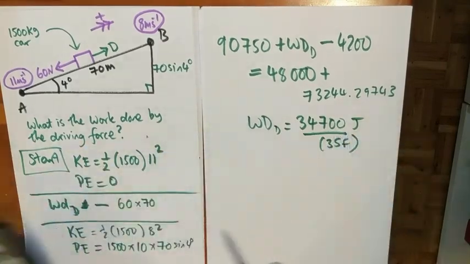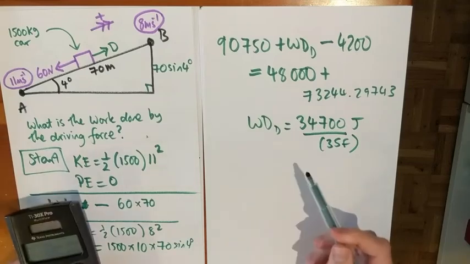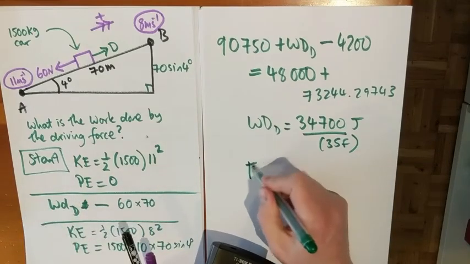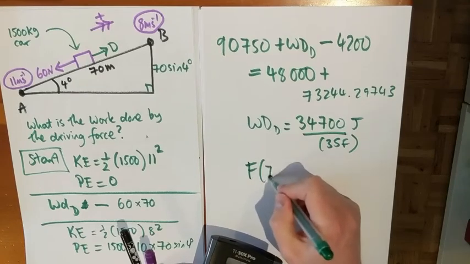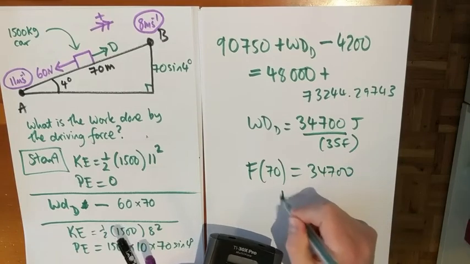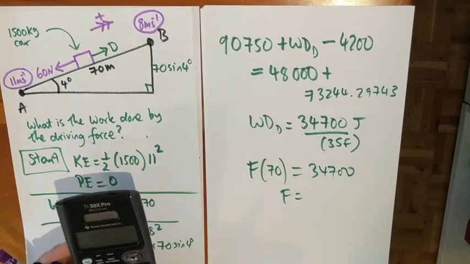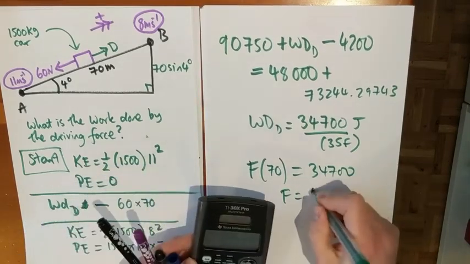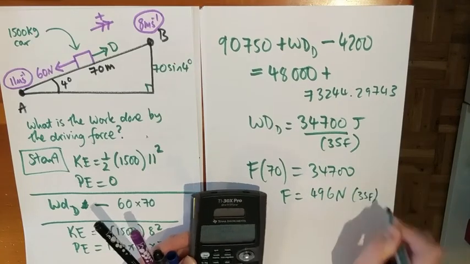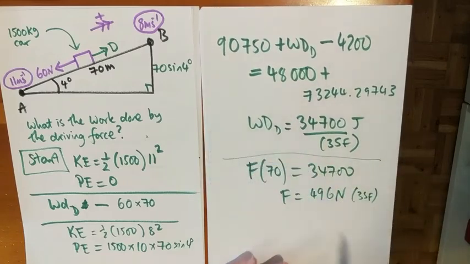Okay, and from there, if they did ask you, you could work out the size of the driving force, because the work done is equal to the size of the force times the displacement, which is 70 in this case. So the force of the engine here is 496 newtons to 3 SF. That isn't what they're asking here, but you could easily be asked that as like a second part of a question. This system is foolproof.